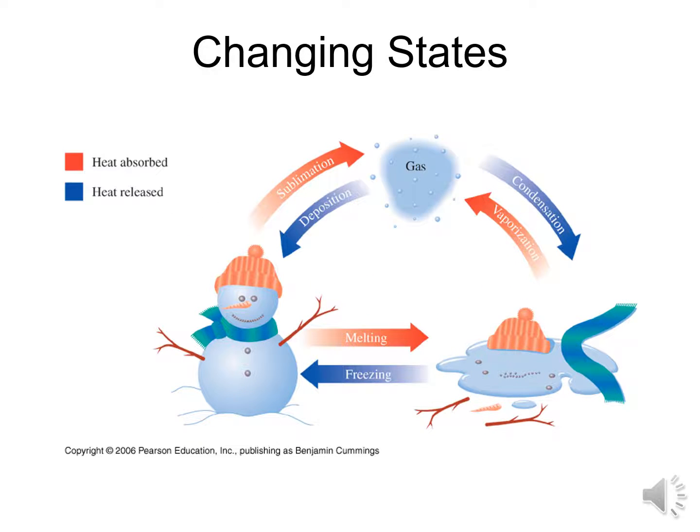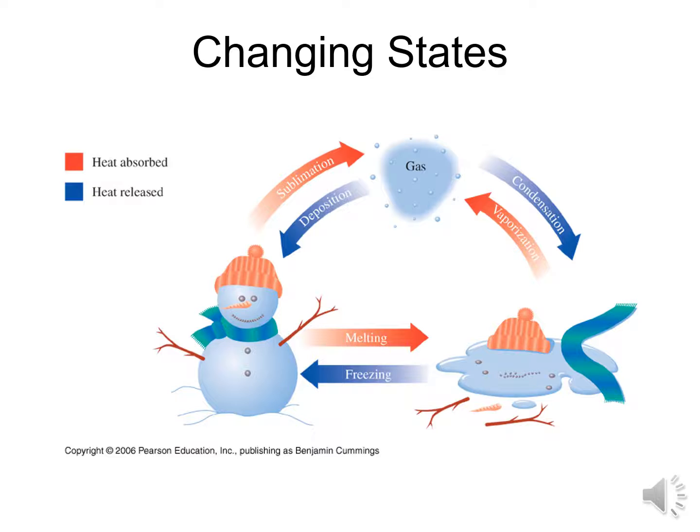Let's think about the energy changes when substances change states. We'll use water as an example here. Here we see different forms of water that might occur in the wintertime. The water in the snow is frozen. It's solid water. If it's a puddle of water, then it's liquid. If it's water vapor in the atmosphere, then it's a gas.